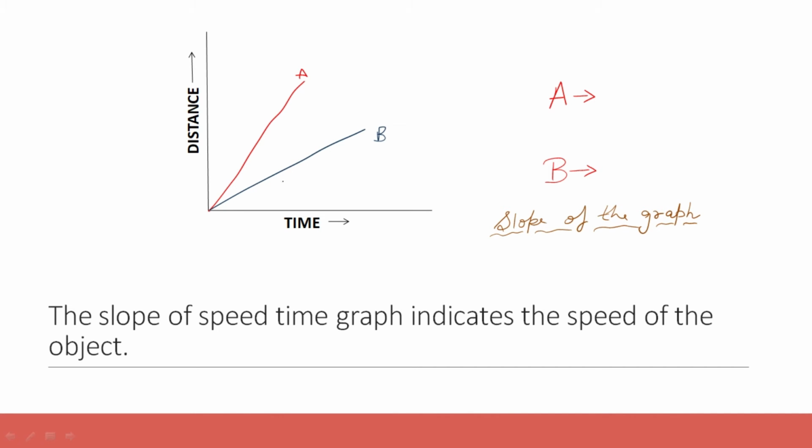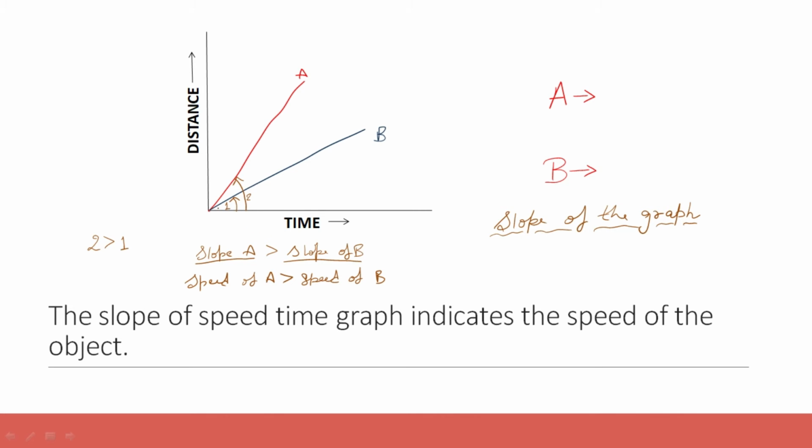So what do you mean by slope? You can check the angle from the time axis. Let's say this is the angle for B and this is the angle for A. Let's say this angle is 1 and this angle is 2. Here you can see that angle 2 is greater than angle 1, right? So it means the slope of A is greater than the slope of B. If the angle of any graph is greater, that means its slope is greater. So here the slope of car A is greater than the slope of car B. So we can say that the speed of A is greater than B.